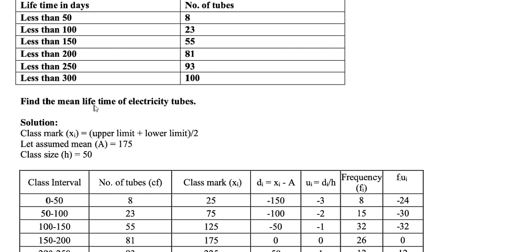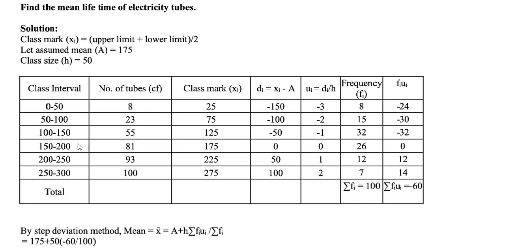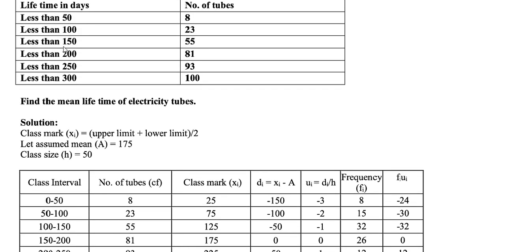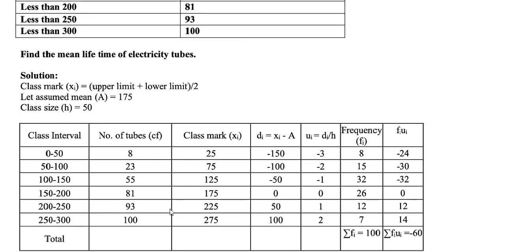For less than 50, we can make the class intervals like this: 0 to 50, 50 to 100, 100 to 150, 150 to 200, and so on. Make the class intervals from this information. After that, the number of tubes given there, just copy and paste.